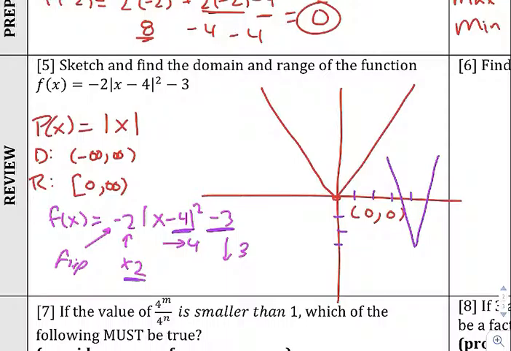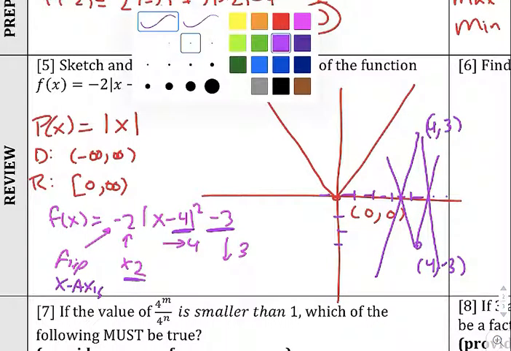Now this is going to flip over the x-axis, which means we're going to flip over this axis. And so this point that was at 4, negative 3 will flip straight up, and it's actually going to be at 4, 3. It's still going to maintain its skinniness. It's just that now it's going to be opening the other way.